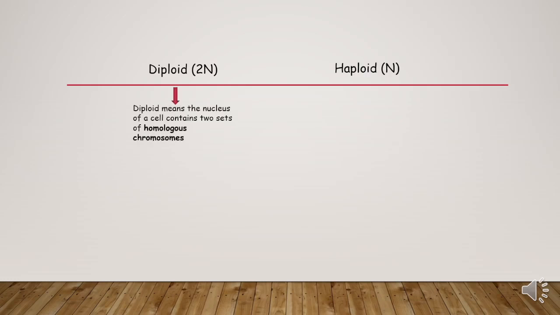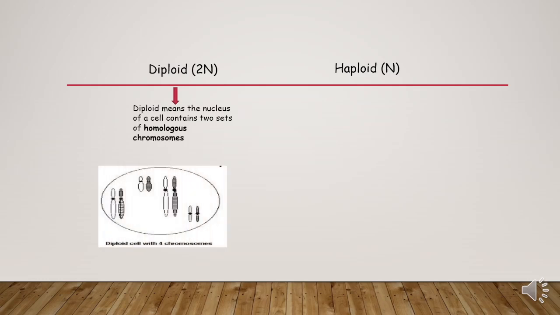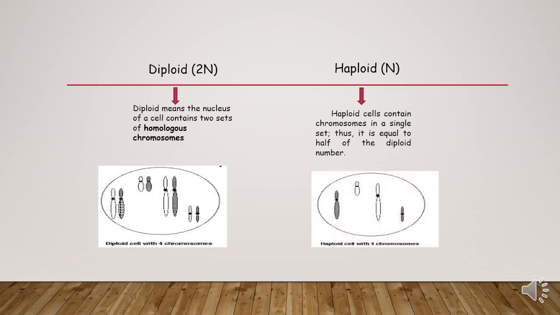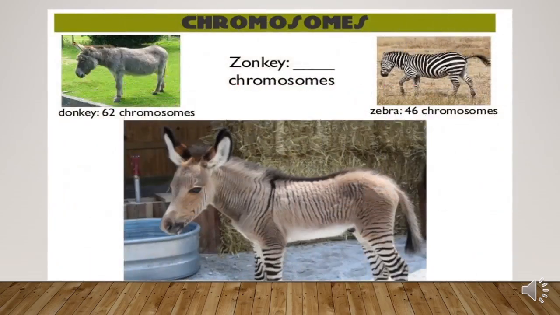Every species has a specific number of chromosomes. The chromosomal number is either diploid or haploid. Diploid means the nucleus of a cell contains 2 sets of homologous chromosomes. On the other hand, haploid cells contain a single set of chromosomes, thus it is equal to half of the diploid number. Let's try to answer this one.